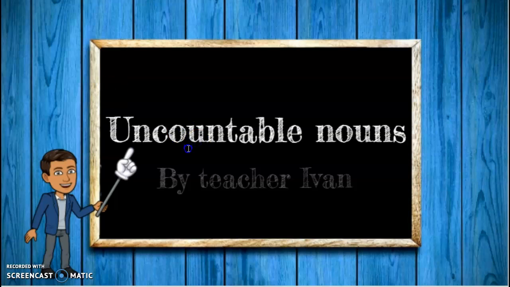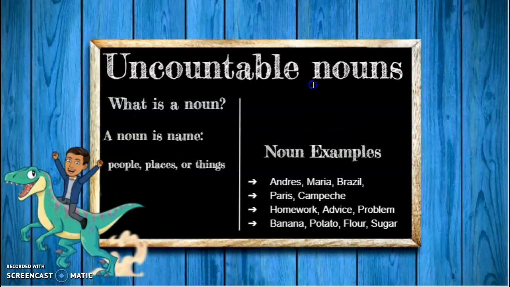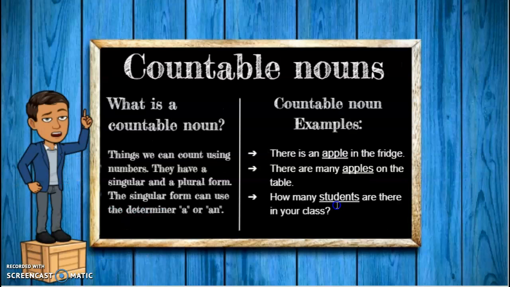Hello, today let's talk about uncountable nouns. What is a noun? A noun is a name. For example, people, place, or things. Let's look at some examples. Andres, Maria, Brazil, Paris, Campeche, homework, advice, problem, banana, potato, flour, sugar.